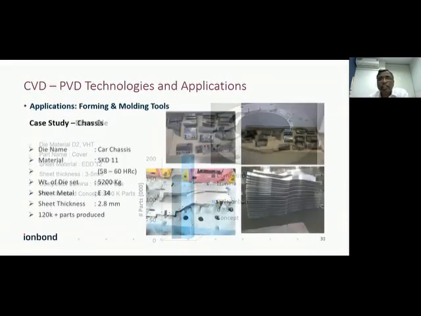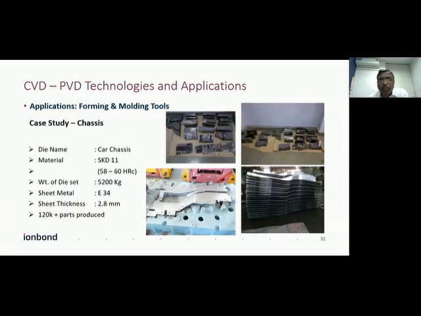This is another example of the chassis. Whatever four-wheeler car we are using, down at the lower level we have the chassis. This is a complete die block of the chassis, and these are the segmented dies. Here you can see the segments of this die block, where the material is SKD11 with a core hardness of 58-60 HRC. Total die block weight is around 5 ton.